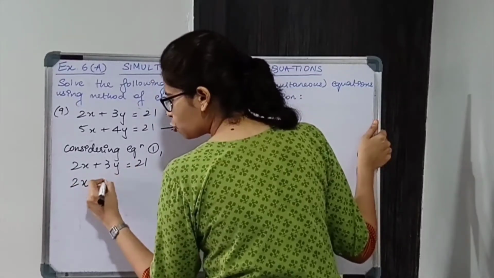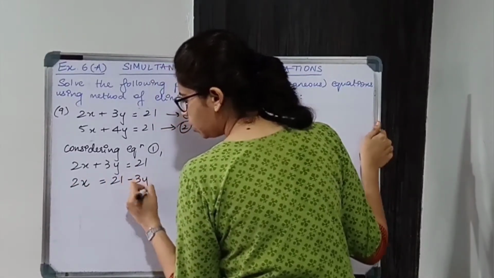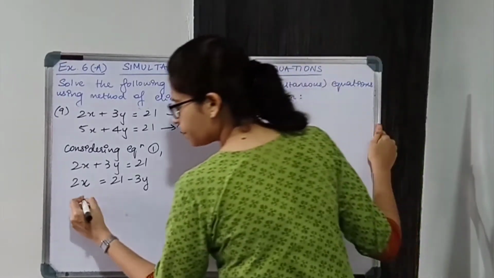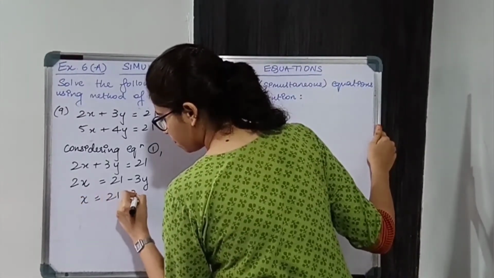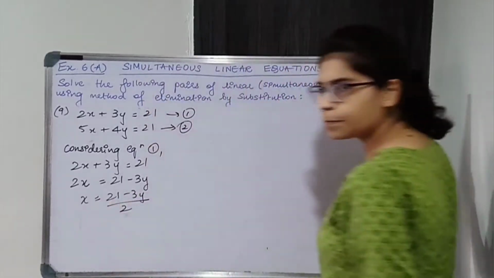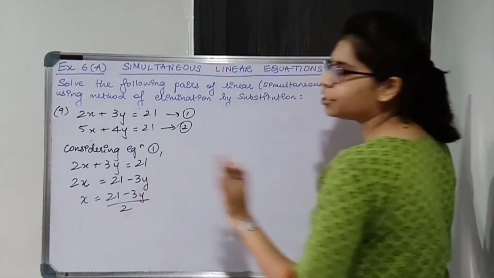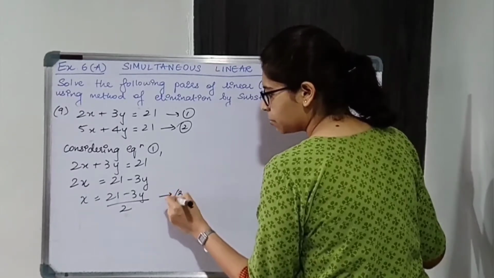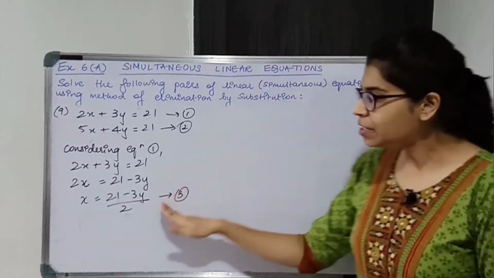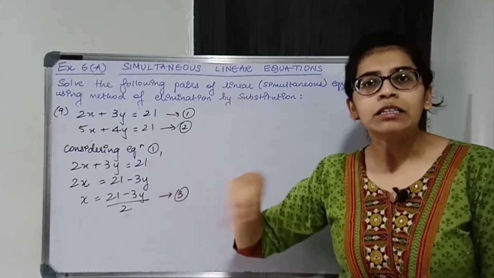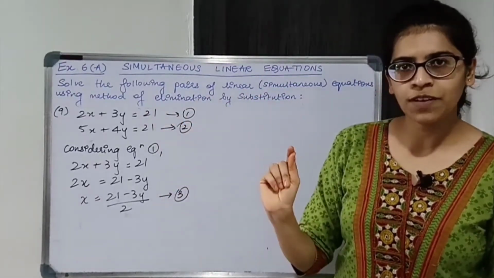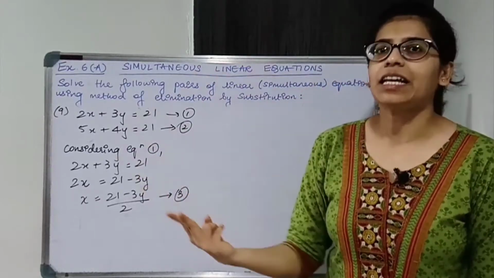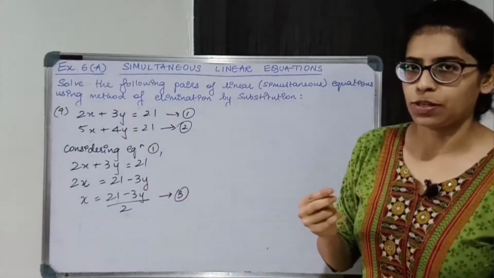Let's shift the y term. So 21 minus 3y. Shifting 2 on the other side, it will go in denominator. Okay, so x we have in terms of y. Okay, we got the value of x. Let's number this as 3. This we'll substitute in the other equation. Which equation did we consider? We considered first. So we'll substitute in second, not in the same equation.